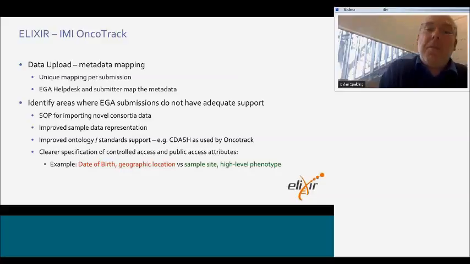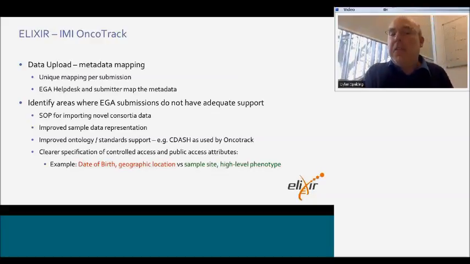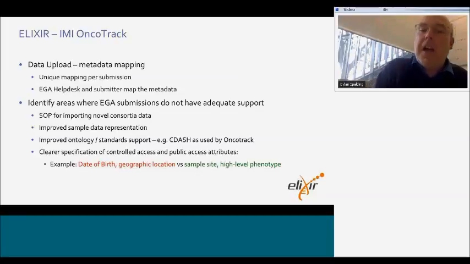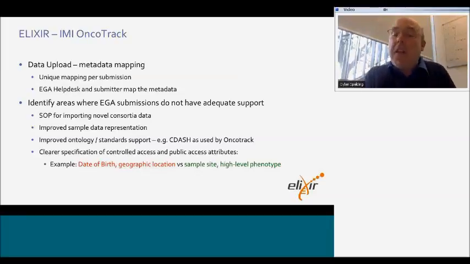And we also need to make a clearer specification of the difference between the controlled access attributes and public access attributes. For example, and these aren't OncoTrack attributes, controlled access attributes such as date of birth or geographic location, which we've seen are personal data, identifiable, and so must be kept under controlled access, whereas other attributes such as sample site, for example liver or colon, or high-level phenotype, for example breast cancer or blood cancer, those could be public and should be public to help enable data discovery.